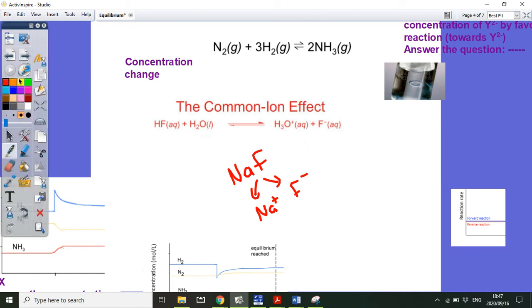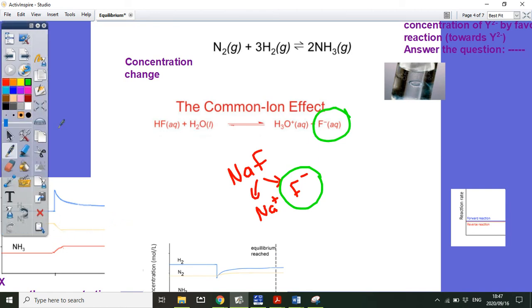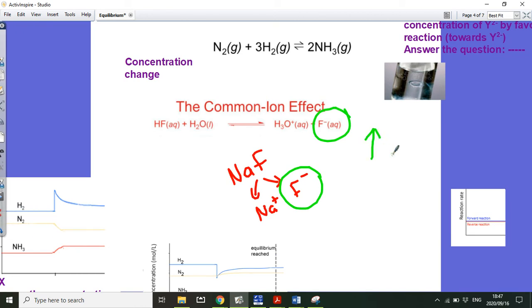Now look for the common ion. There is F minus and there is F minus. So the common ion is F minus. So my stress is actually just the increase in F minus. So then we're going to go through the same motions. The stress was the increase in the concentration of F minus.